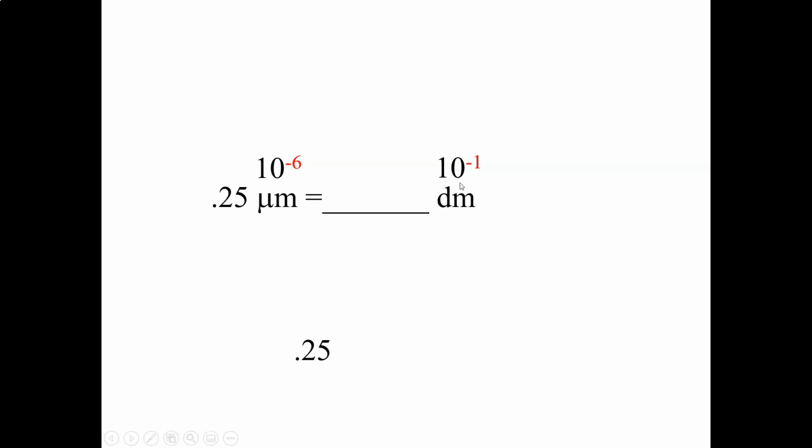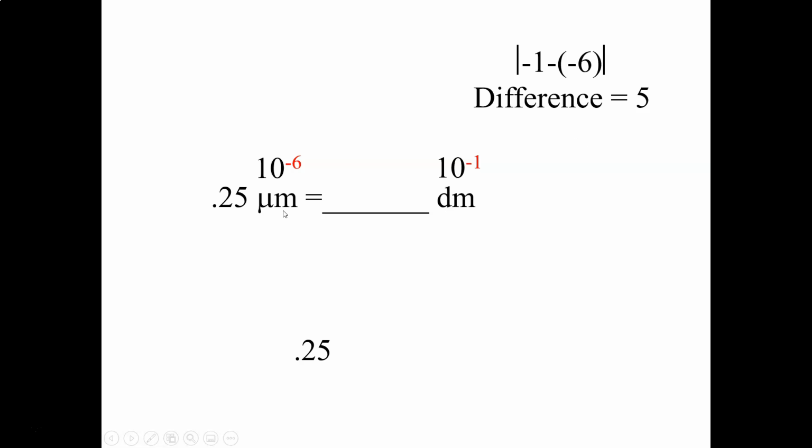So how many steps on my number line am I going to take to go from minus 1 to minus 6? What am I going to get if I subtract minus 6 minus minus 1? I'm going to get 5. And again, we're taking the absolute value. We're just looking at the difference between them. 5 hops on my number line.